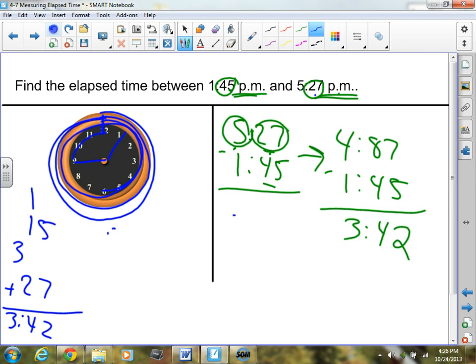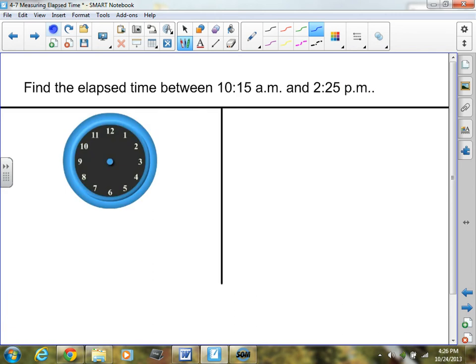Okay? We're going to do one more just to really make sure we understand this. So now we're going to find the elapsed time between 10:15 and 2:25. Now you'll notice I have an AM and a PM. So it's not really going to work to just subtract them out. If you do, it's going to be really, really ugly. You'll actually have to add 12 hours here, and so what it's going to look like is this.